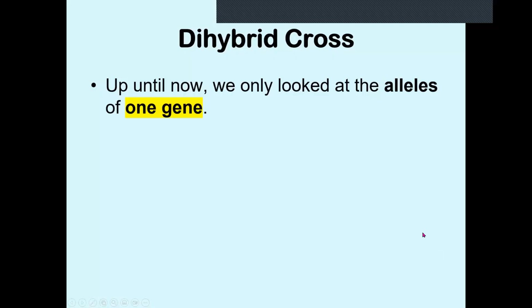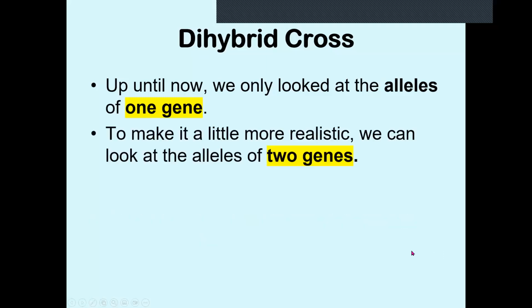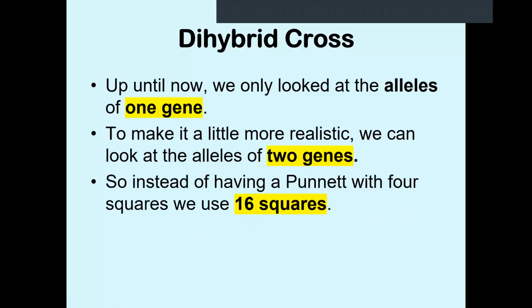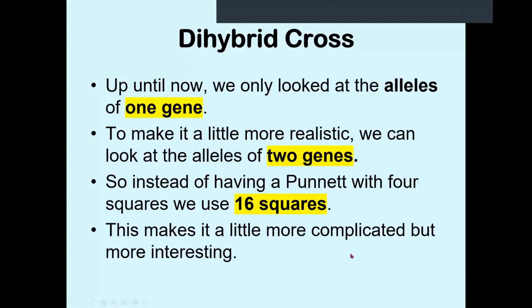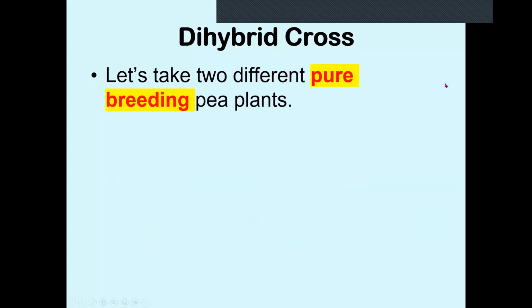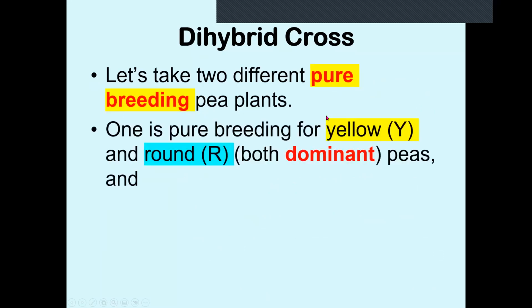Then we get a little bit more complicated. Instead of looking at 1 gene, we can look at 2 genes. That's what it's called a dihybrid cross. And this gets more realistic. So instead of having 4 squares in the Punnett square, we use 16 of them. It comes out a bit better. So if we look at a pure breeding pea plant, so we have a yellow plant, capital Y, and a round one, that's capital R, and they are both dominant.